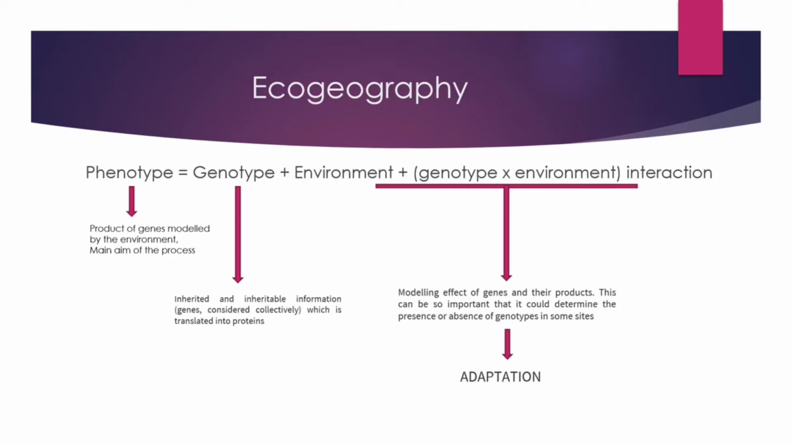The phenotype is equal to the genotype plus environment plus genotype x environment interaction. Phenotype means products or genes modeled by the environment, the main aim of the process, while genotype is inherited and inheritable information, genes considered collectively, which is translated into proteins, while the genotype x environment is the modeling effect of genes and their products. This can be so important that it could determine the presence or absence of genotypes in some sites, which leads to adaptation.